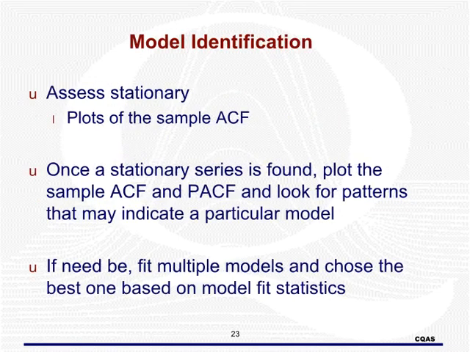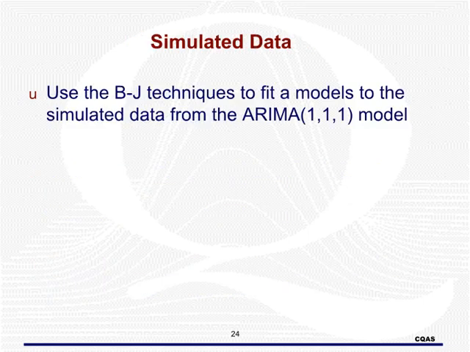The first step in model identification is to assess stationarity. If the series is not stationary, then we need to make it stationary. Once we determine a stationary series, we will use the sample ACF and PACF plots to determine the orders for the autoregressive and moving average components. At this point, we may have multiple models. Once we determine if these models are adequate, we would use fit statistics to decide which model is best. We should also not forget about parsimony. Let's use the BJ techniques to fit models for the simulated ARIMA(1,1,1) series that we created previously.